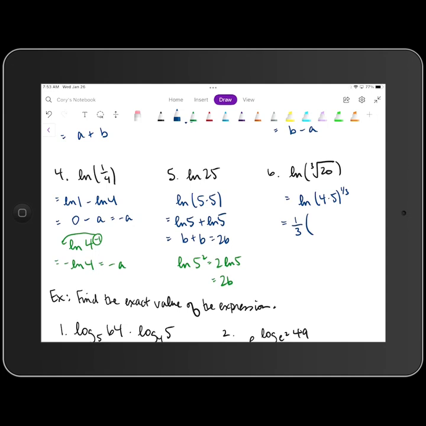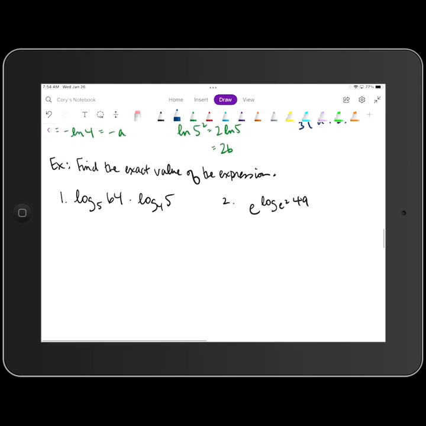And then for me to take the natural log of 4 times 5, again, I'm going to use my log properties to split that as the natural log of the first factor 4 plus the natural log of the second factor 5. Okay, and again, the natural log of 4 is a, the natural log of 5 is b, so that's 1/3 the quantity a plus b. If you want to distribute 1/3 across both terms, that's fine, but it's not necessary for you to do that.